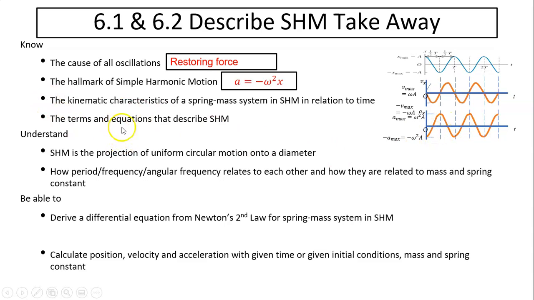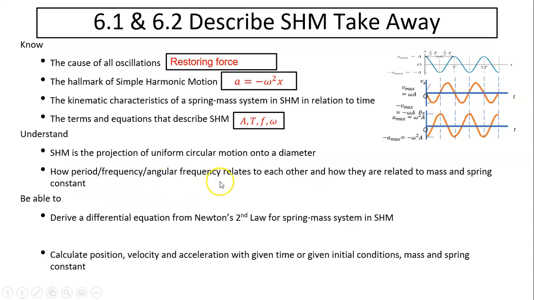The terms and the equations that describe simple harmonic motion are sinusoidal waves. The terms are amplitude, period, frequency, and angular frequency. They are sinusoidal wave functions because simple harmonic motion is the projection of uniform circular motion onto the diameter.